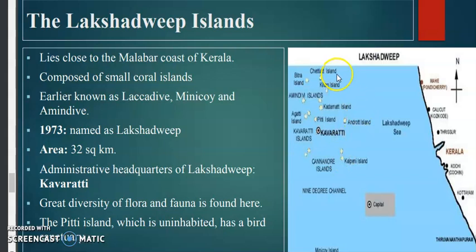The total area of this island, you can see these are all small islands. Actually it is called a group of islands. The total area of this entire island group is 32 square kilometers. The administrative headquarters of Lakshadweep is Kavaratti, that is the capital of Lakshadweep. We can see a great diversity of flora and fauna over here. That means a huge amount of plant as well as animal species are present there.